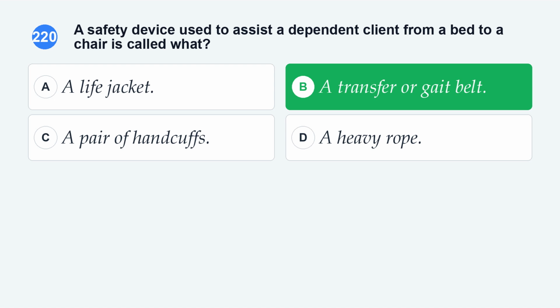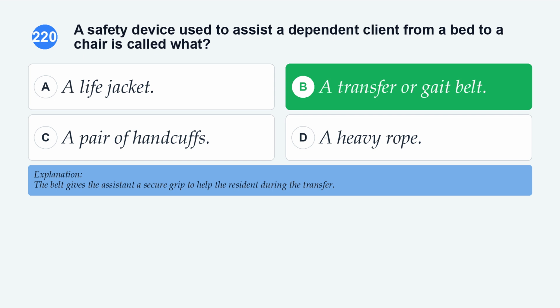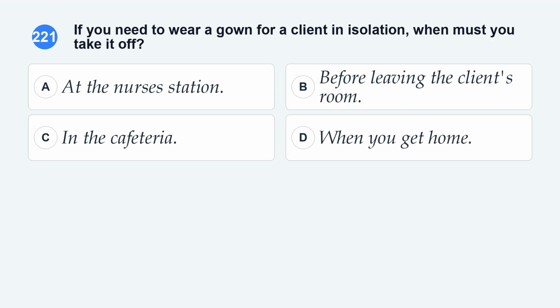The correct answer is option B, a transfer or gait belt. Explanation. The belt gives the assistant a secure grip to help the resident during the transfer. Question 221. If you need to wear a gown for a client in isolation, when must you take it off? Option A, at the nurse's station.